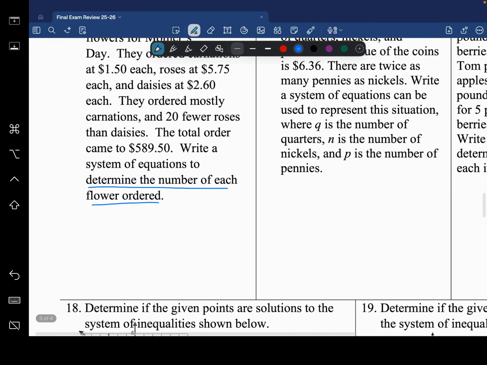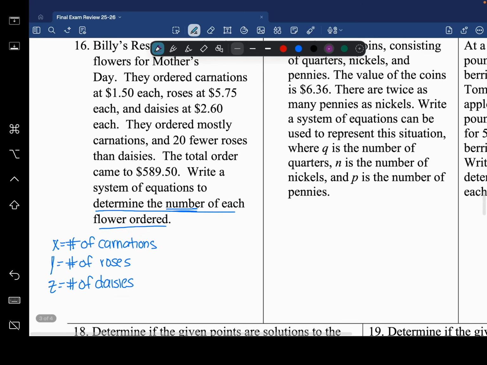So each flower. It says the number of each, so not the value. So X can be the number of carnations, Y equals the number of roses, and then Z can be the number of daisies. Once you have that, go look back through your word problem for totals.